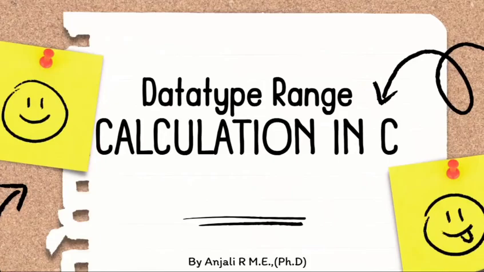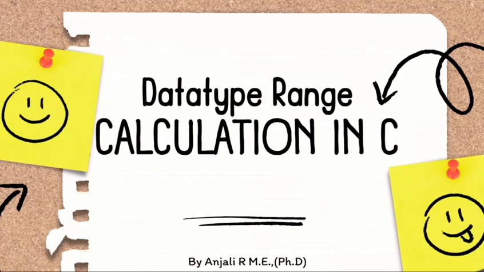Hi everyone, we know there are different data types in C, for example, integer, character, float, double, valueless, etc. And these data types vary in size and ranges. For example, character holds 1 byte of memory, its range is from minus 128 to 127. Similarly, for integer, it is minus 32,768 to 32,767. How is this range calculated? That is what we are going to see today.